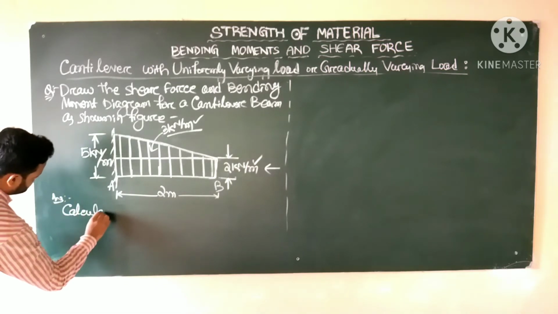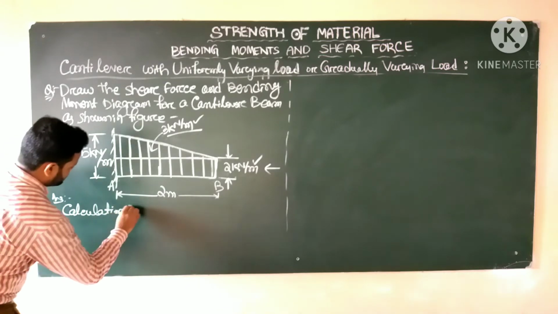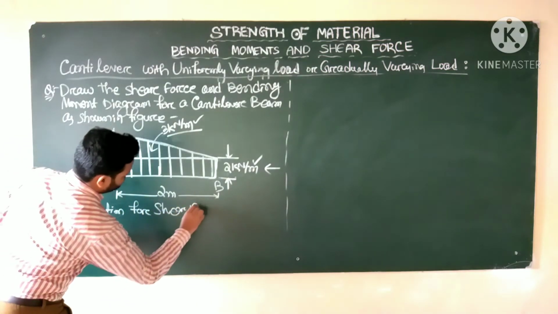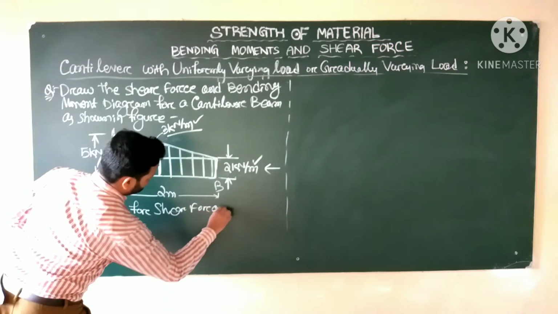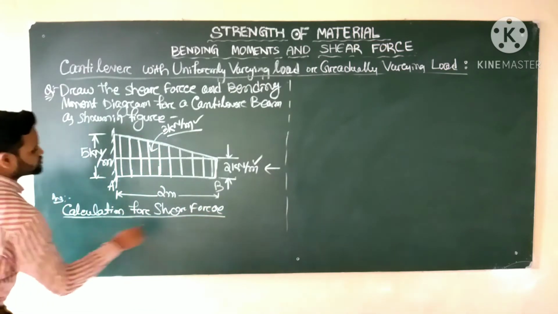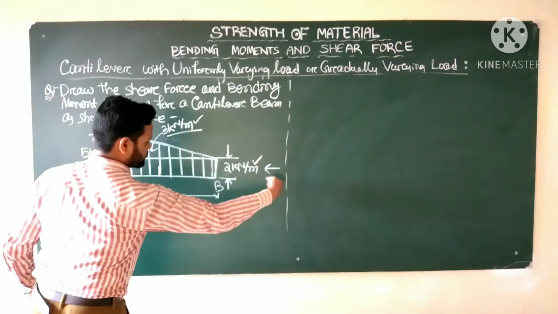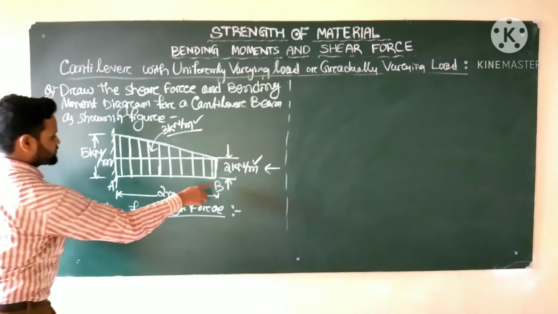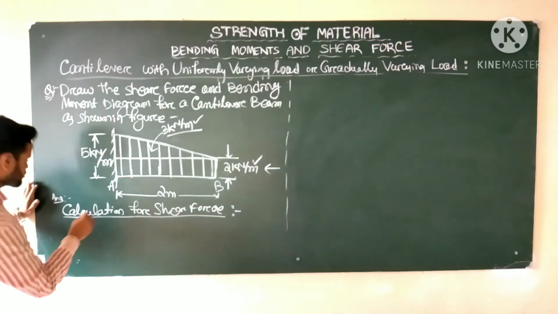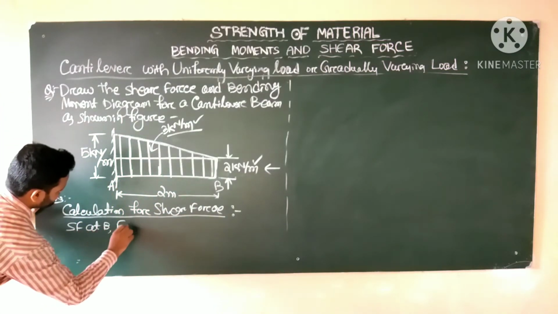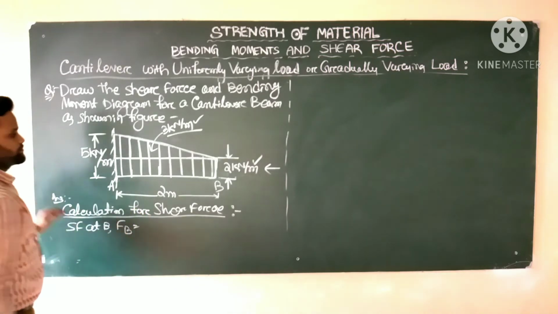Calculation for shear force. Calculation for shear force. So we will calculate from the free end, that is first point B, then point A. So shear force at B, we can say FB equals.